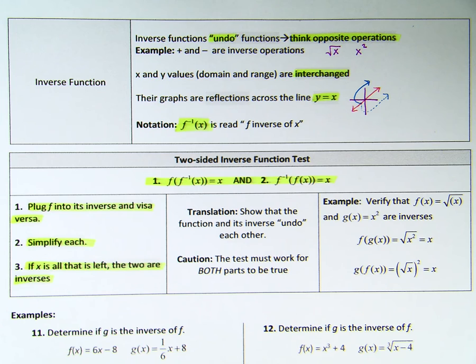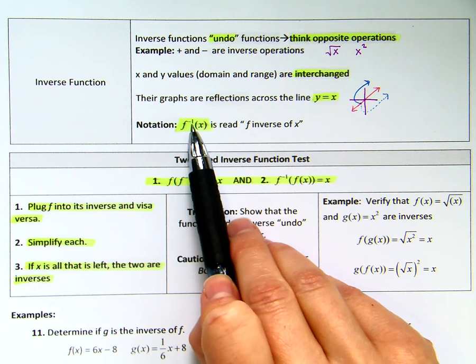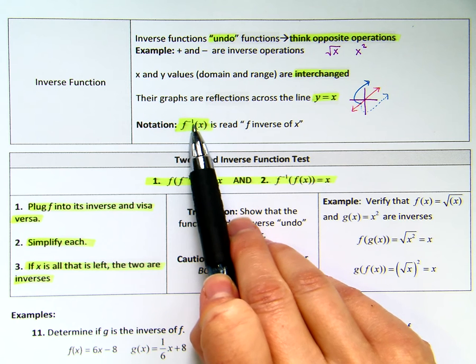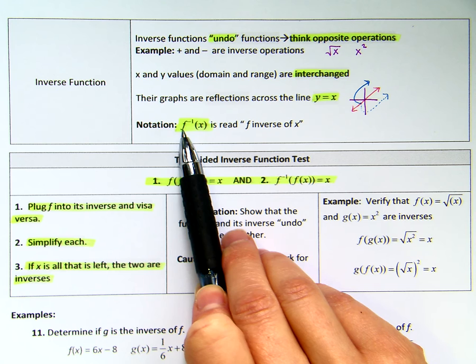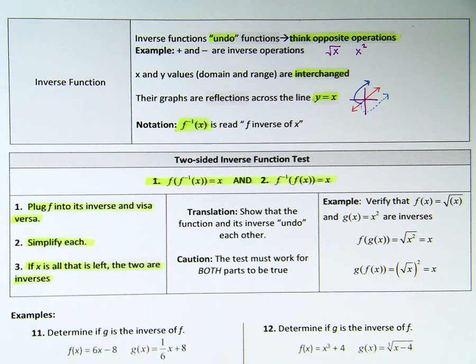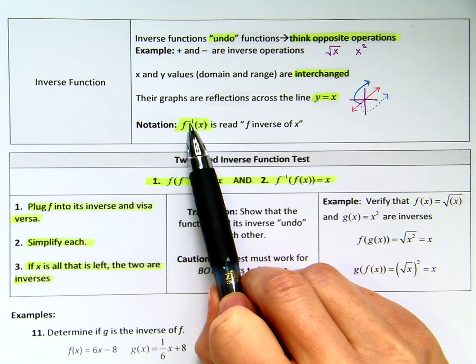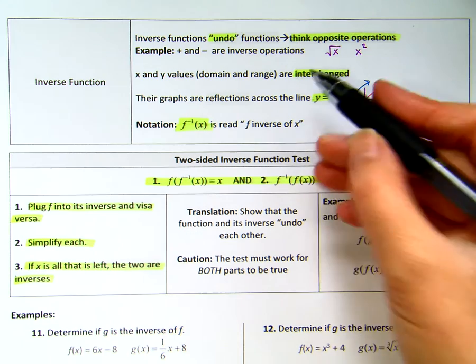Now, the last important thing to consider in our definition is the notation. When you see an f with a little -1 exponent, this tells us we have an inverse function. This is read f inverse of x. Now, I do caution you, you need to be careful with this notation. This little -1 isn't actually an exponent. This notation tells us we have an inverse.